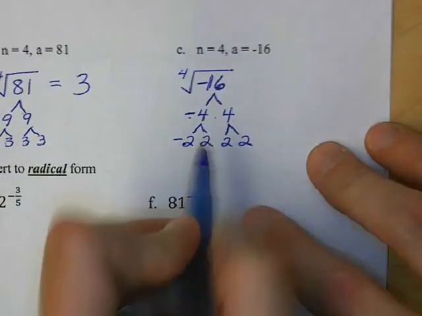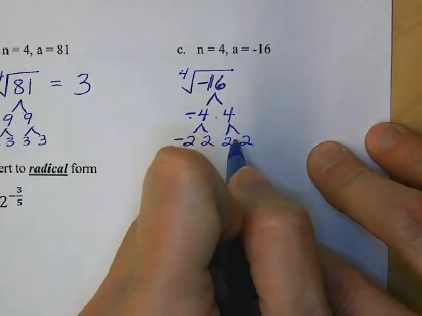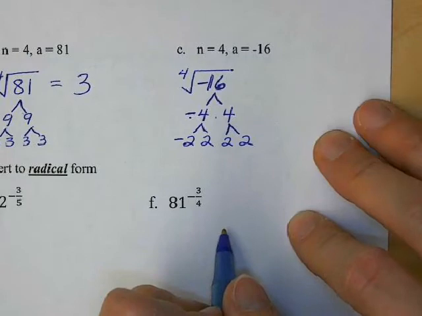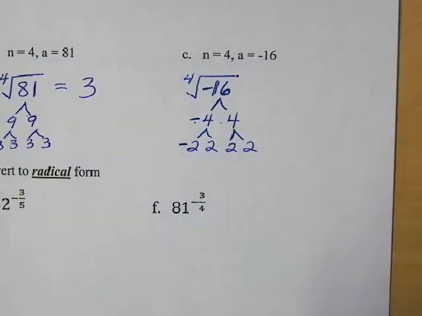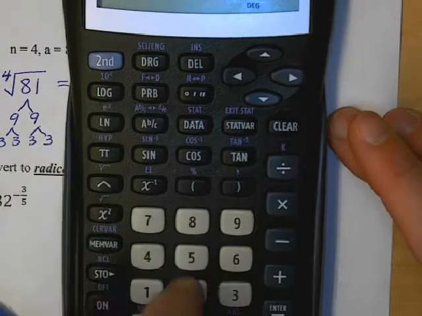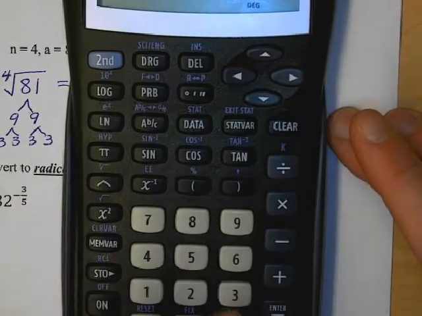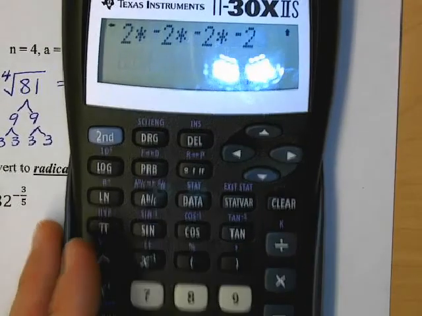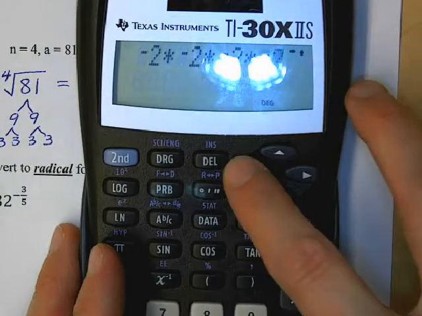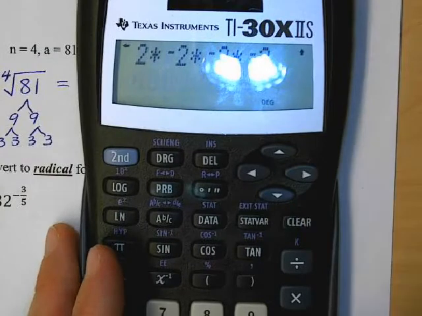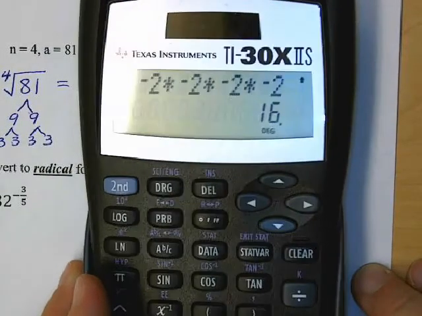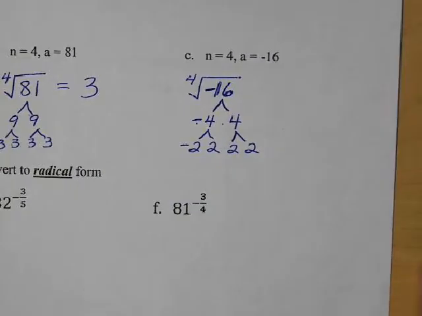Could I do negative times negative times negative times negative and get negative 16? Let's try it. Negative 2 times negative 2 times negative 2. I'm trying to find 4 of the same thing that makes negative 16. Can I do negative 2 times negative 2 times negative 2 times negative 2? No, that gave me positive 16. So let's try it this way.